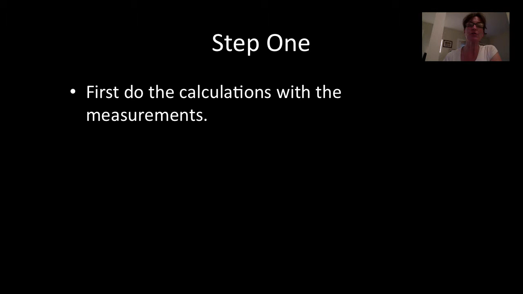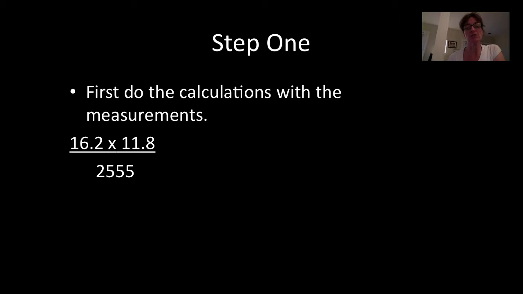Well, the first thing I'm going to do is the calculations with the measurements. I'm going to get my measurements calculated first. So I'm going to multiply 16.2 times 11.8, and I'm going to divide that by 2,555. And my answer is going to be 0.074818. Step 1, the math.